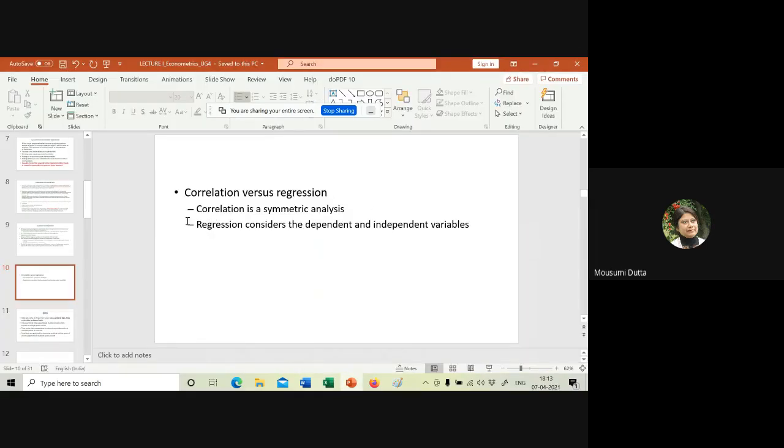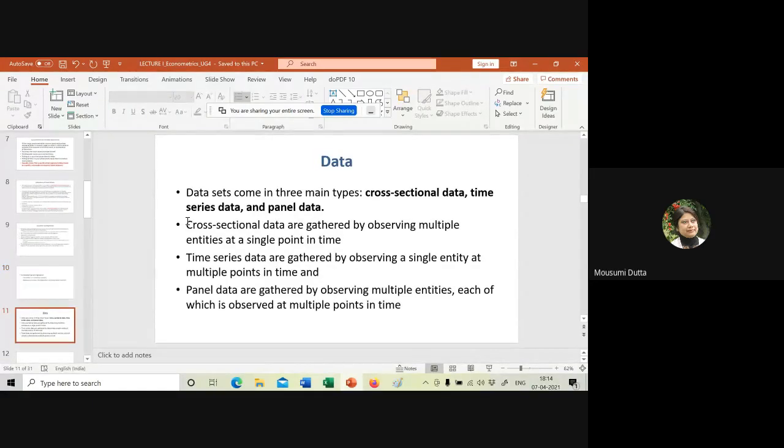So, both the correlation and regression give us some association among the variables. However, remember, correlation never will identify which is a dependent variable, which is the independent variable, etc. Regression will do that. Now, before starting to discuss about regression analysis or the basic tools of econometrics, let's understand.